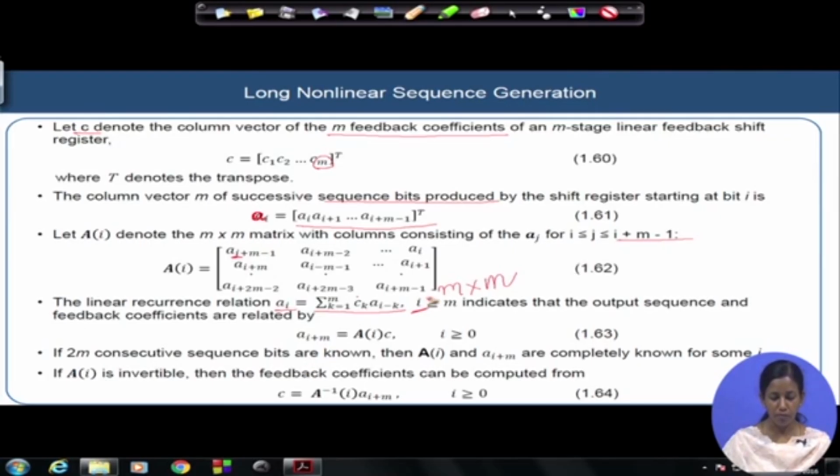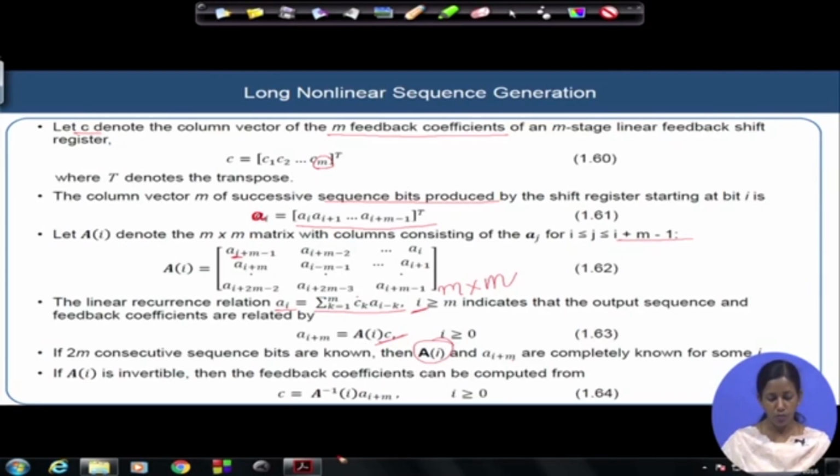Now, as this matrix is m cross m, if I see twice the same consecutive sequence bits and it is known, then A_i and a_{i+m} are completely known for some value of i. And if I believe that this matrix is invertible, then you can easily get the setting of this coefficient c by this formula.